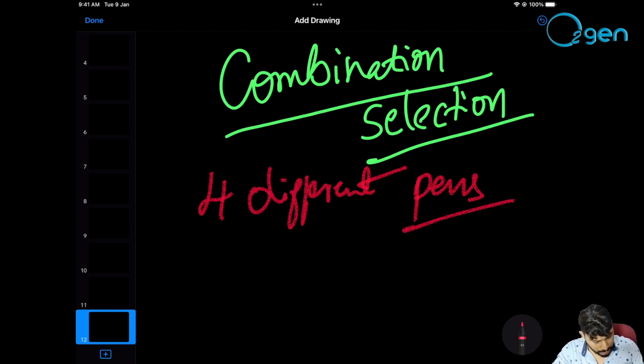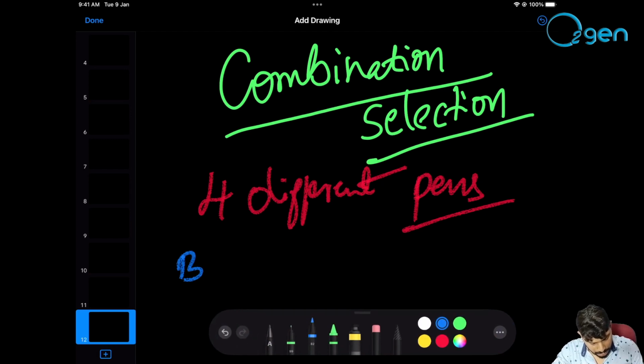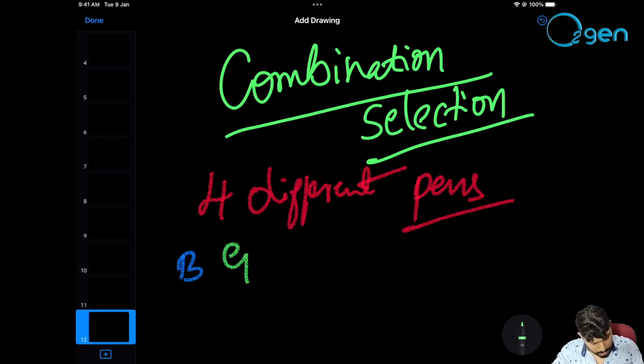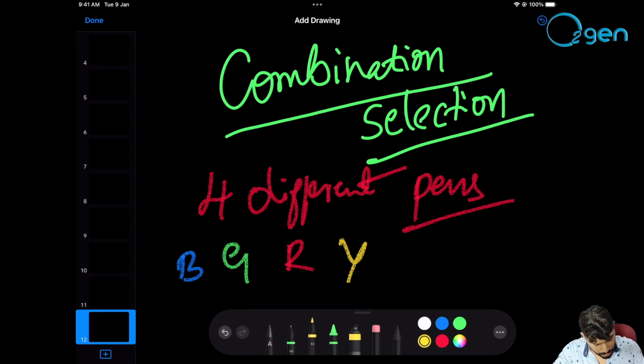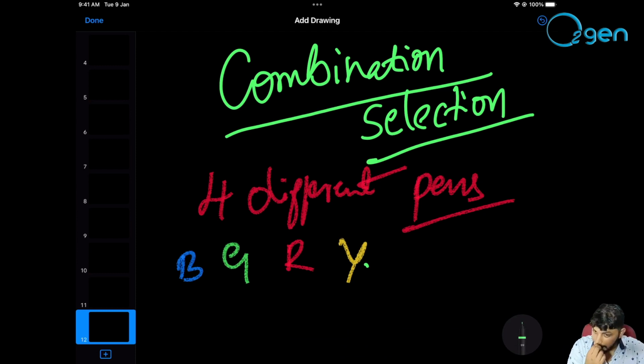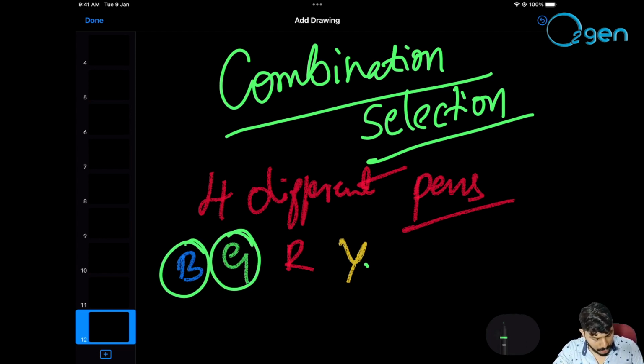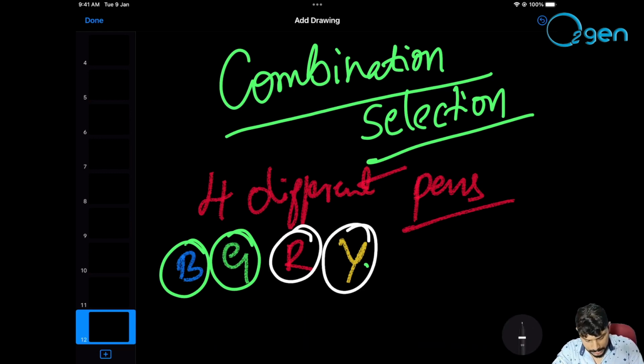We take blue, then green, then red, and also yellow. So there are four different pens, and I have to select two pens. What is the number of ways I can select two pens? Either I select blue and green, or red and yellow, or blue and yellow. So I can select in different ways.